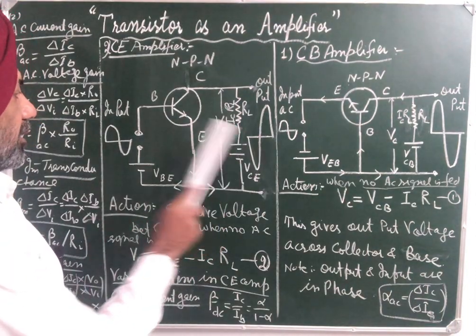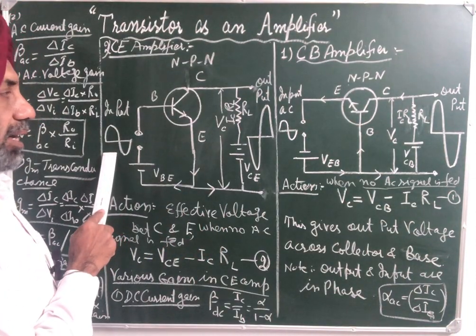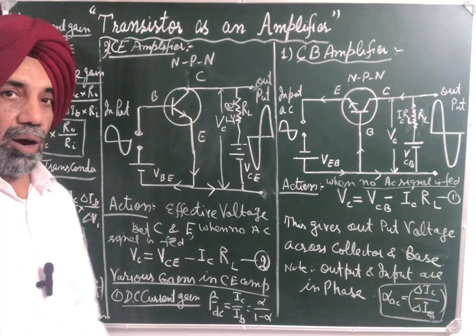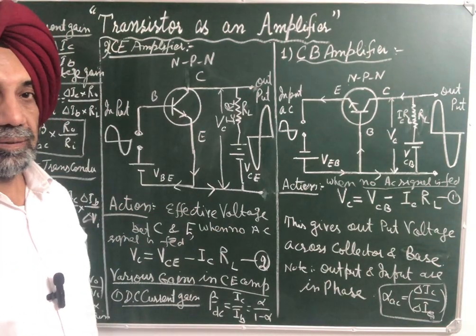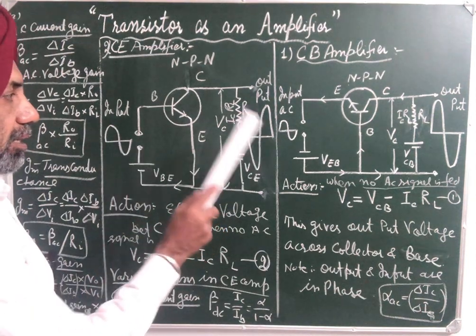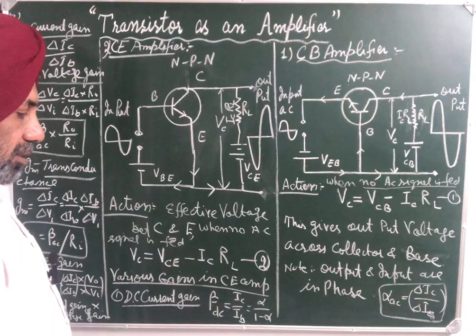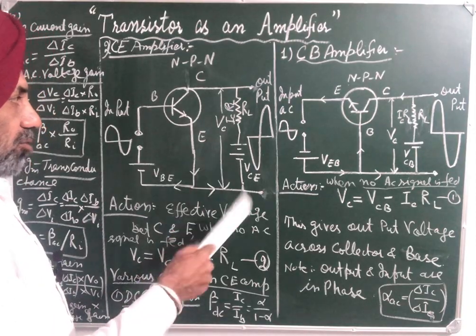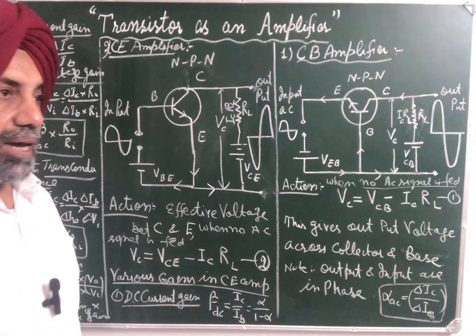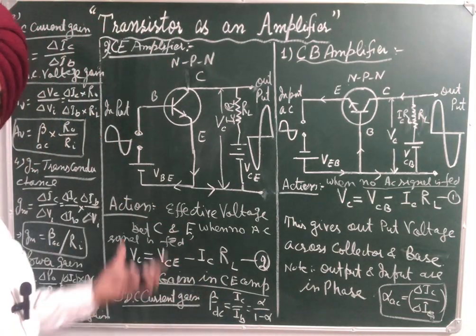So it is very clear that in the case of the common emitter transistor amplifier, input and output are out of phase by pi. Pi is the phase difference. The common emitter transistor amplifier is preferred because it has high gains.